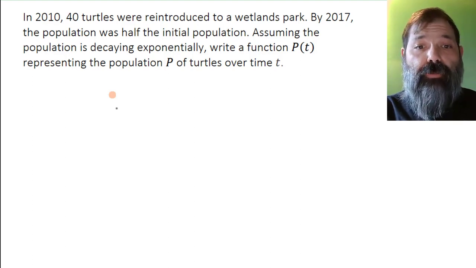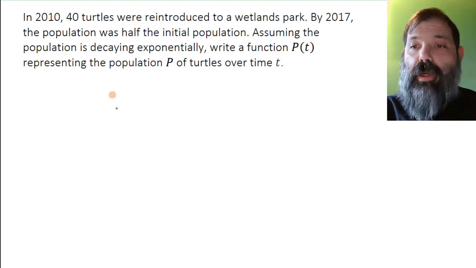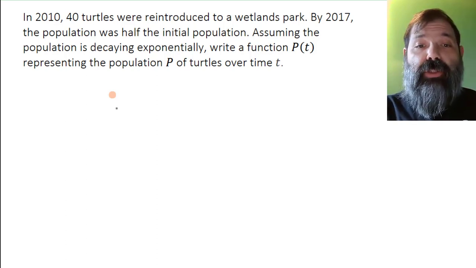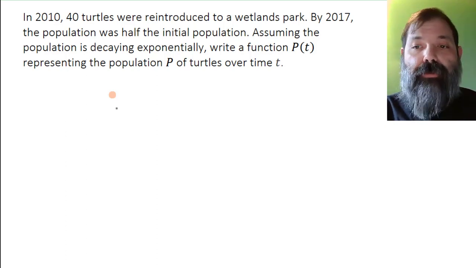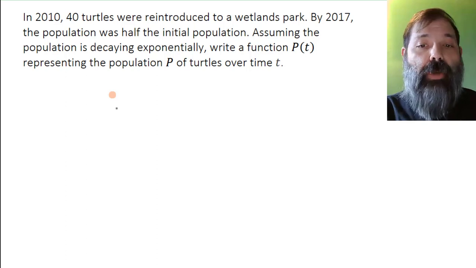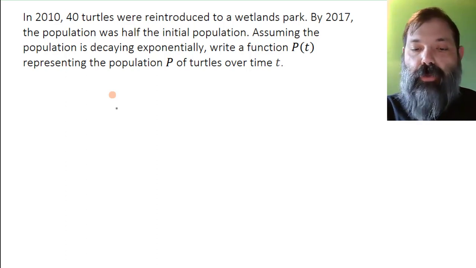In 2010, 40 turtles were reintroduced to a wetlands park. By 2017, the population was half the initial population. Assuming the population is decaying exponentially, write a function p of t representing the population p of turtles over time t.